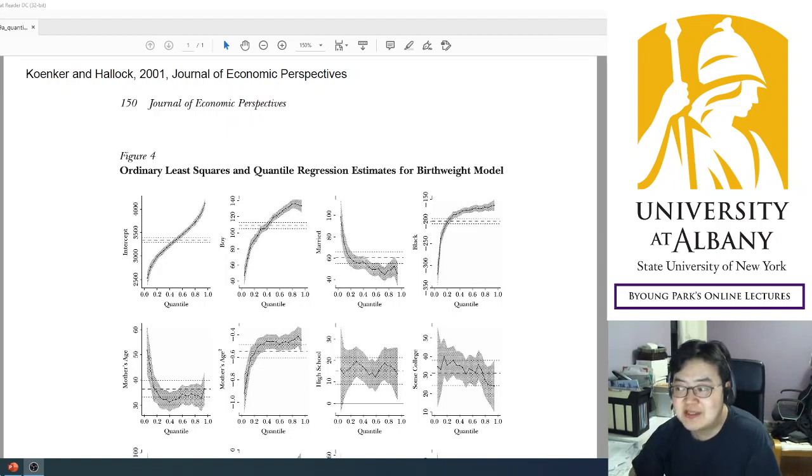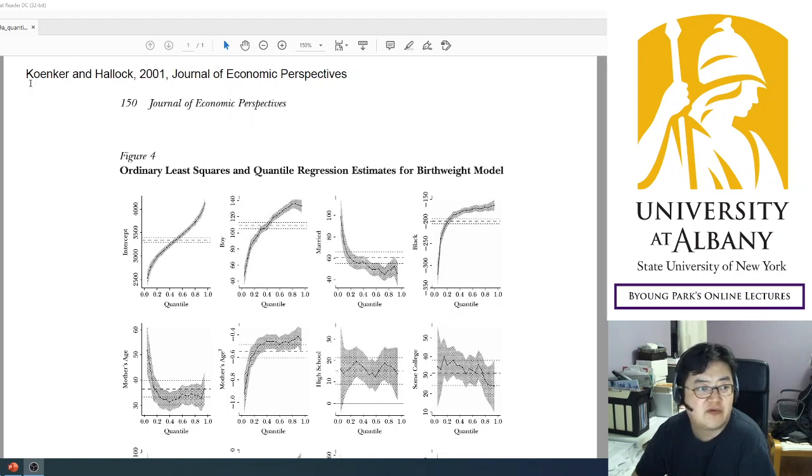I found an interesting handout that I had to show you earlier, when I first introduced quantile regression, but I forgot to show you. So let me show you an empirical application of quantile regression, how it is applied, and how you can interpret the results.